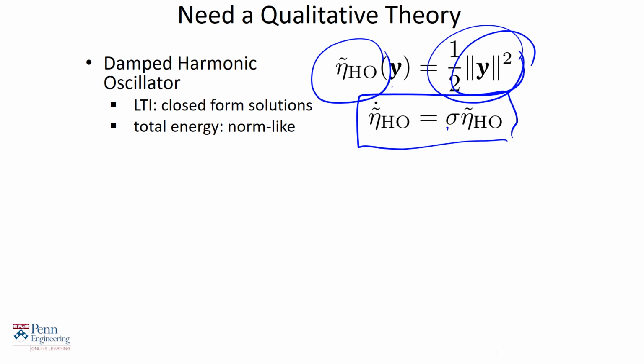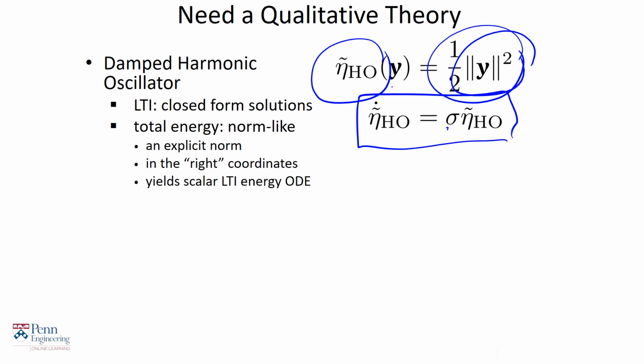So the fact that the total energy was norm-like was crucially important in making use of the non-positivity of the power formula. It was an explicit norm because I took the right coordinates, and I got a scalar linear time invariant energy ordinary differential equation, and that gave me the stability conclusion that I wanted.